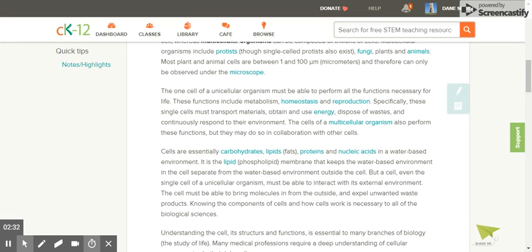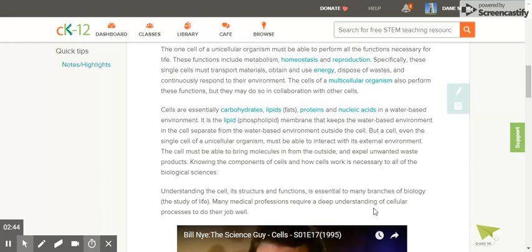So picking up over here. But a cell, even the single cell of a unicellular organism, must be able to interact with its external environment. The cell must be able to bring molecules in from the outside and expel unwanted waste products.